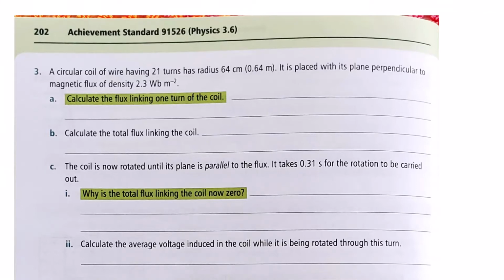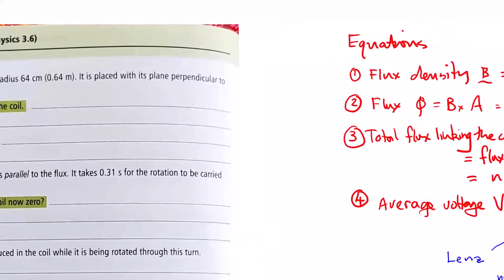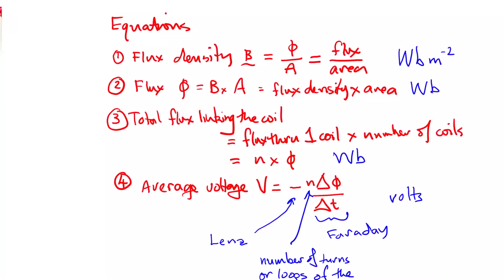Question 3, Part A. Calculate the flux linking one turn of the coil. So let's remind ourselves of the equations that we've got. Flux density B is equal to flux divided by area, and remember that will also be measured in Tesla, so Webers per square meter or Tesla. So flux density is the term we're using for magnetic field strength. So then the flux through a loop, through a turn, through a coil, is equal to the flux density times the area.